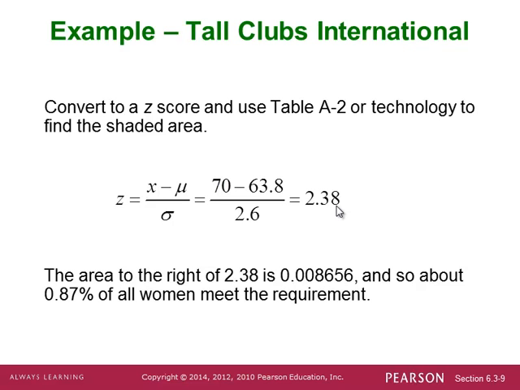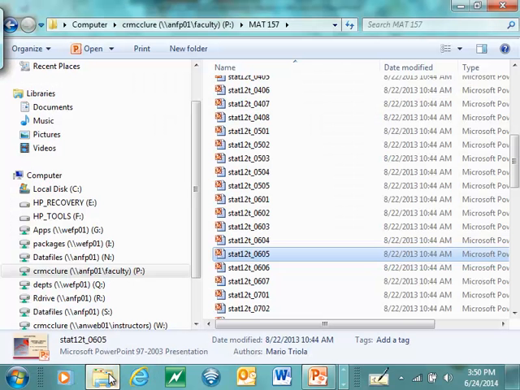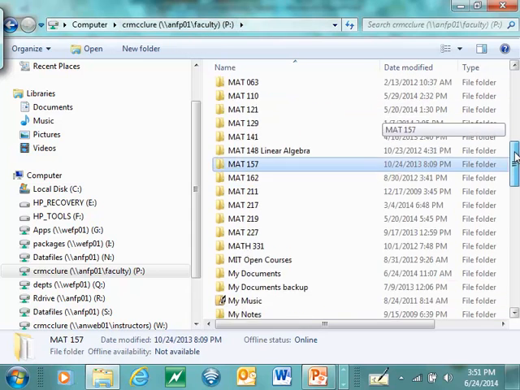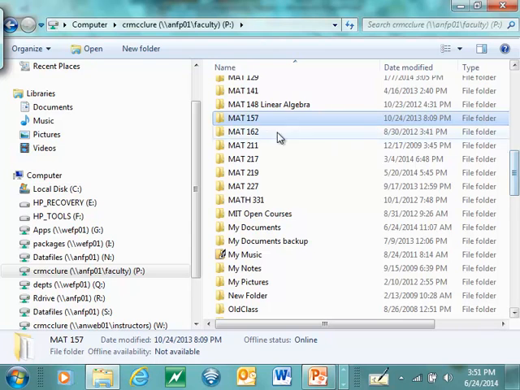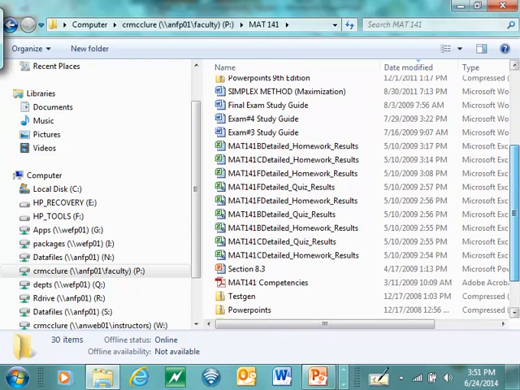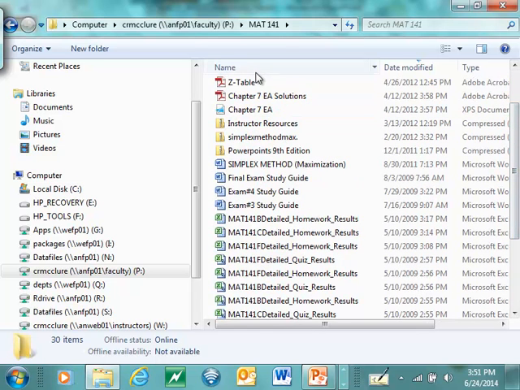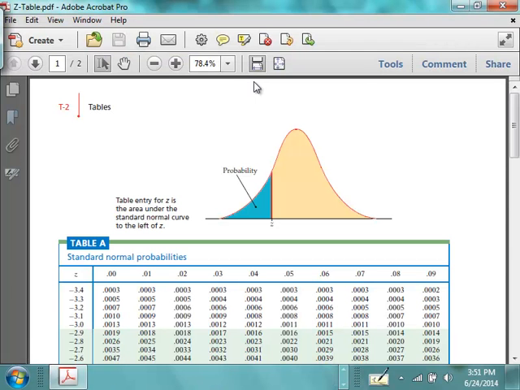And then, if we look at table A-2, now let me pull up that table. I'm going to go back into my hard drive here. It's actually my shared drive. And I'm going to pull up that Z table that I showed you last time. Oh, there's my Z table.